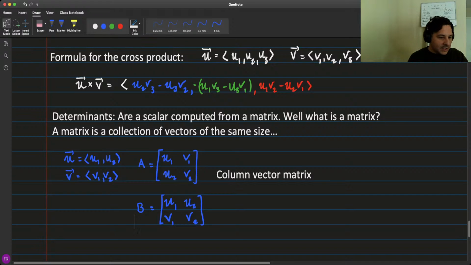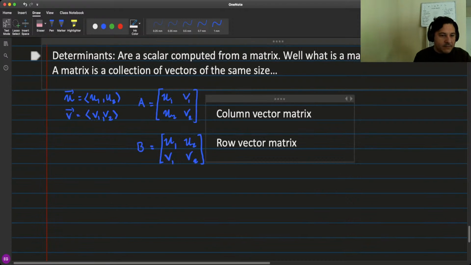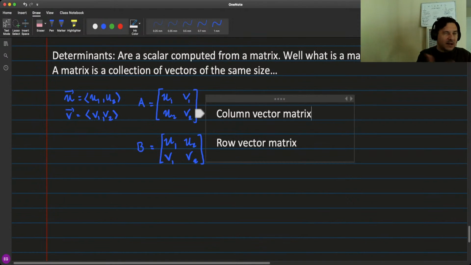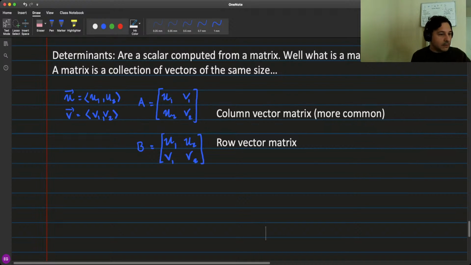How did we form this matrix? Well, we formed it by inserting the vectors along a row. You could do it either way, but it's most common to enter your vectors as columns. Either way works though. As an example with numbers, let's say that the vector u has components 1, 2, and v has the components 3, 4.